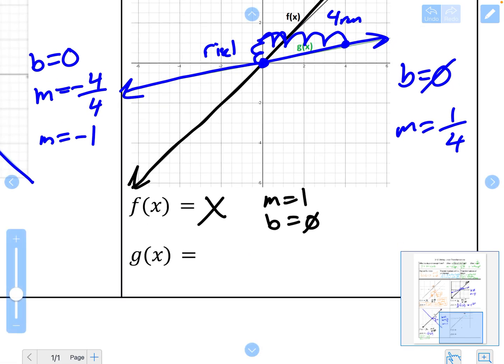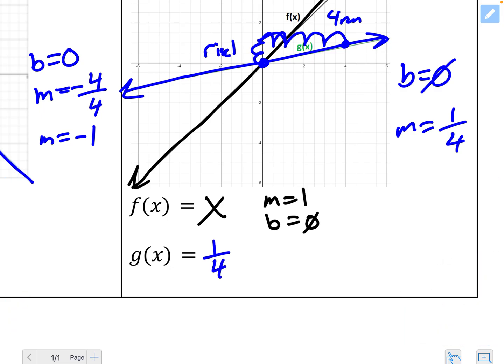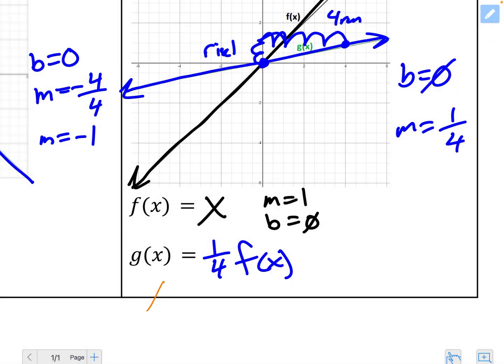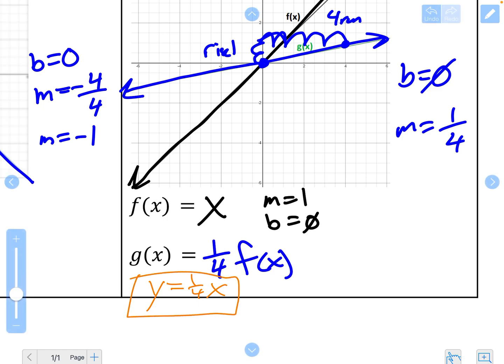So when I write my transformation, g of x equals 1/4 f of x. And again, a quick reminder, this is the same thing as writing y equals 1/4 x. The above way is just the more correct way when we use function and transformation notation.